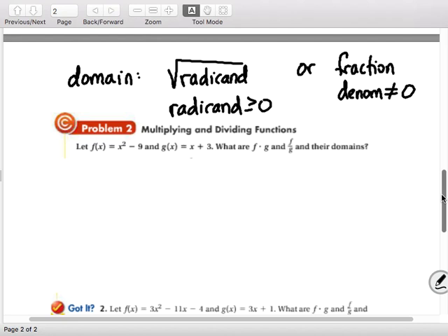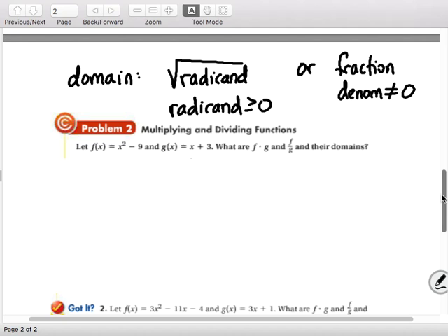Later in the year, we're going to talk about logarithms, we'll do some trig functions, and we'll have other domains to worry about, but you don't know about that yet, okay? So up to this point, those are only the two types that we have to worry about. Square roots and fractions. Otherwise, your domain is all real numbers.